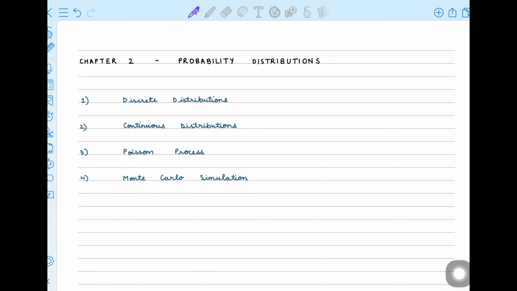Today, we're going to be covering Chapter 2 on probability distributions. This includes discrete distributions, continuous distributions, Poisson process, and Monte Carlo simulation. In this video, we'll be focusing on two topics, discrete and continuous distributions. And in next week's video, I'll be discussing Poisson process and Monte Carlo simulation.